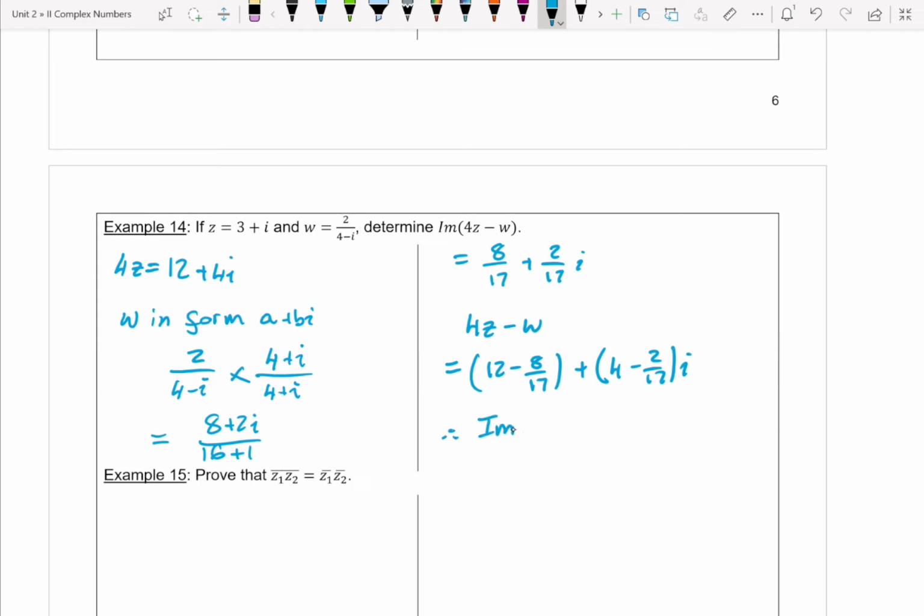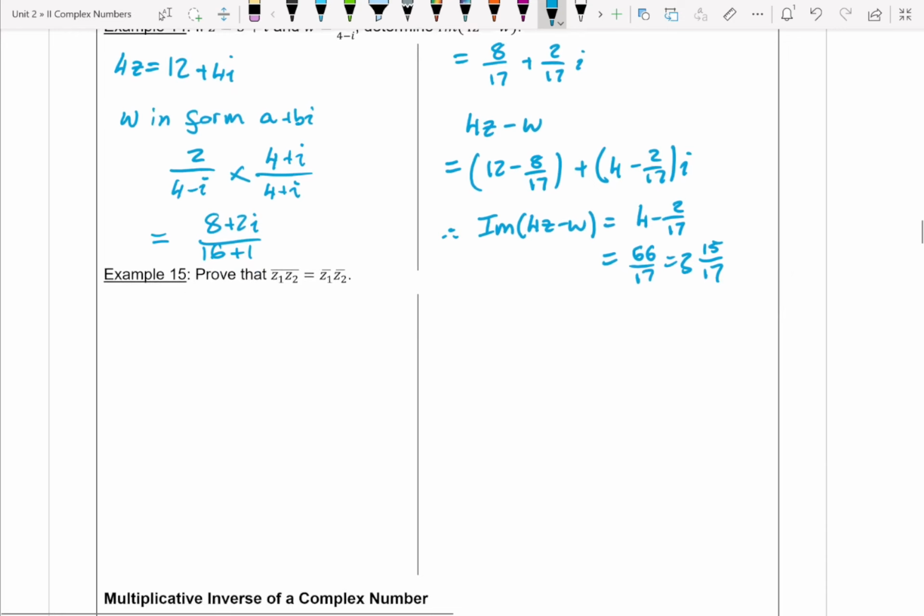Therefore, the imaginary component is equal to 4 minus 2 17ths, which if we were to write it as a fraction, 4 times 17 is 68, take 2 is 66 on 17. Or 3 and 15 17ths is the other way to look at it.